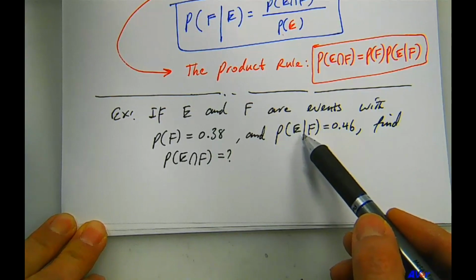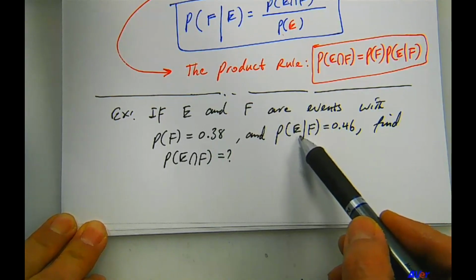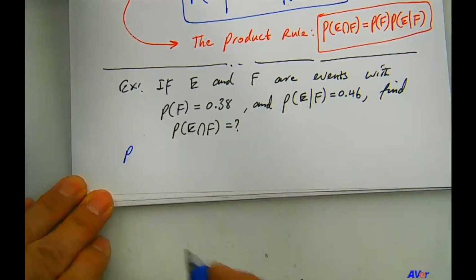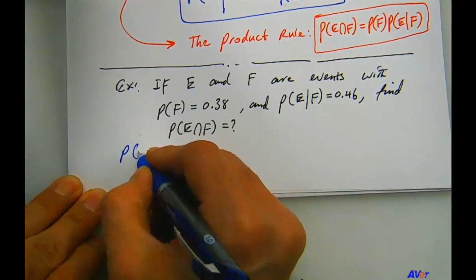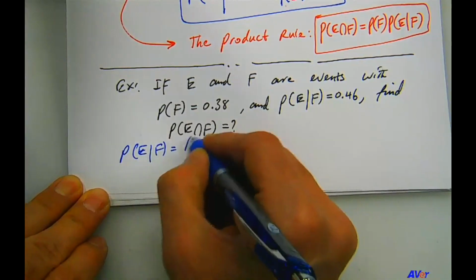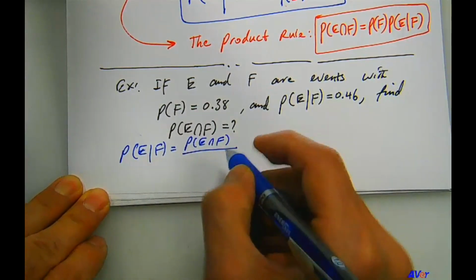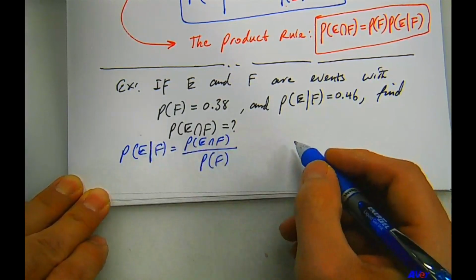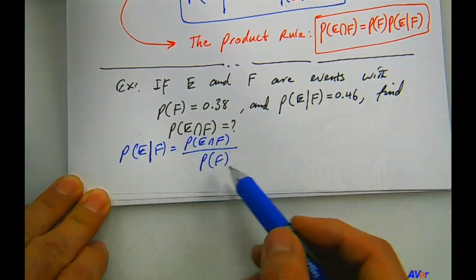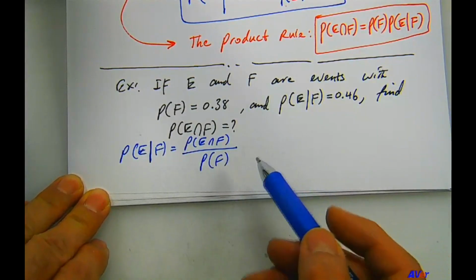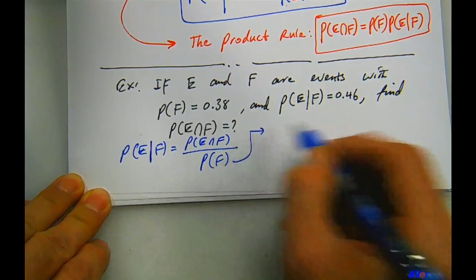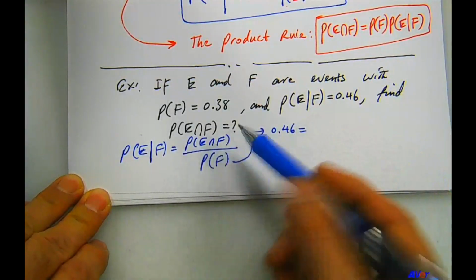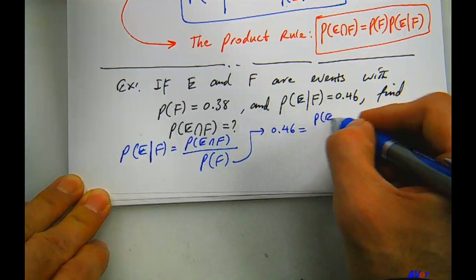So let's begin by writing the full formula for the conditional probability given this notation. So that'll be probability of E given F is equal to probability of E intersection F divided by probability F, of course, right? Using this formula. So now let's plug in what we have and solve for the piece which we don't have. So plugging in, we have 0.46 equals probability of E intersection F, which is the unknown piece.